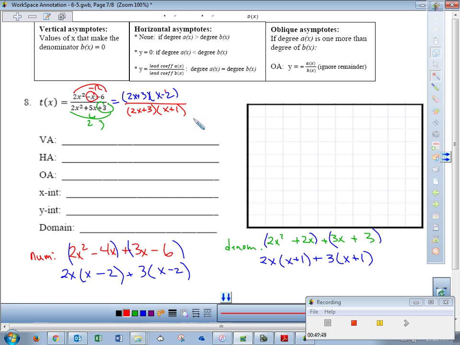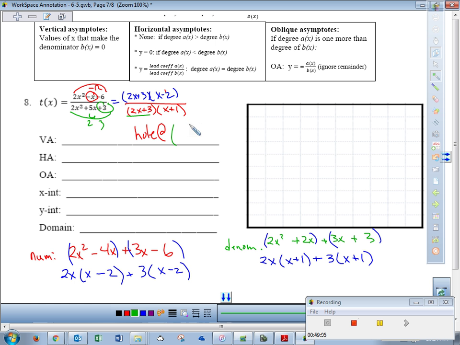Factor (2x + 3)(x − 2) over (2x + 3)(x + 1). Due to the fact that we got a 2x plus 3 on top and bottom, I will have a hole. That's where I go first. There's going to be a hole at... You just need to figure out what makes that 0. What would make 2x plus 3 turn out to be 0?